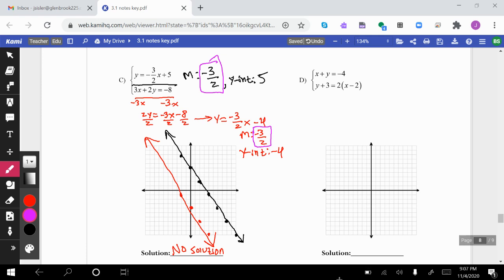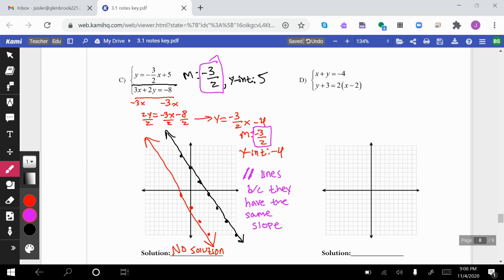And I'm just going to note that these 2 forward slashes stand for parallel. So parallel lines, because they have the same slope. And because they're parallel lines, there is no solution.